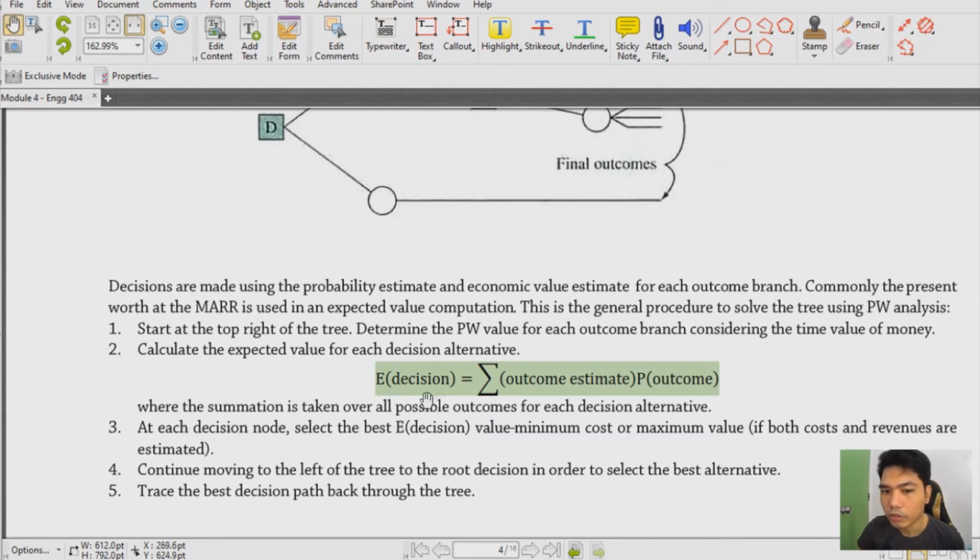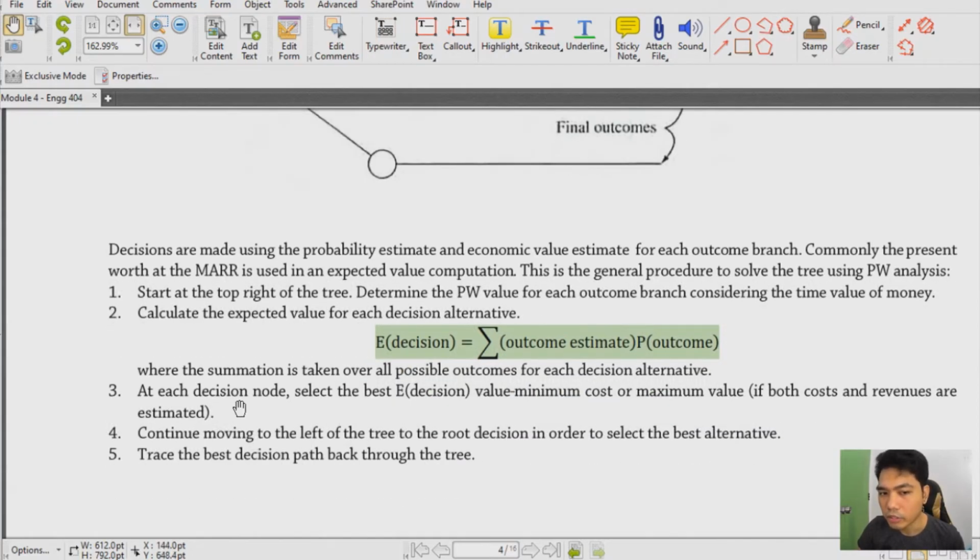And then, yung summation is you take all the possible outcomes for each decision alternative. And then, number 3, at each decision node, so yun yung D natin, select the best decision with the minimum cost or the maximum value. So, yun. If ever nga pala walang revenue, kasi sometimes wala tayong revenue, edi minimum cost gagamitin natin. And then, continue moving to the left of the tree to the root decision in order to select the best alternative. Kasi diba sometimes yung decision natin, after deciding that I will go with this project, so marami pa siyang under na mutually exclusive alternatives, so you also have to make the best choice within those mutually exclusive alternatives.